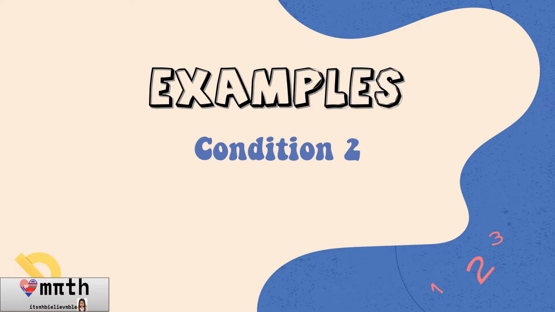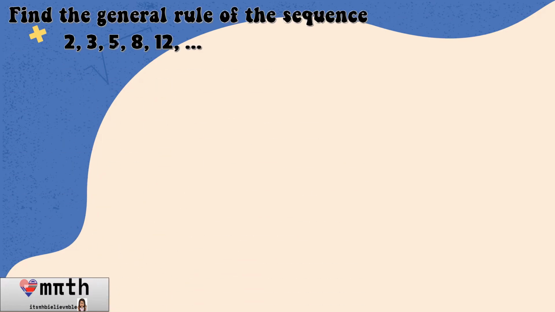Since we're done with examples on condition 1, now we move on to the examples of condition 2. For our example for condition number 2, we need to find the general rule of the sequence 2, 3, 5, 8, and 12. Now, let us create a table of a sub n and n values.